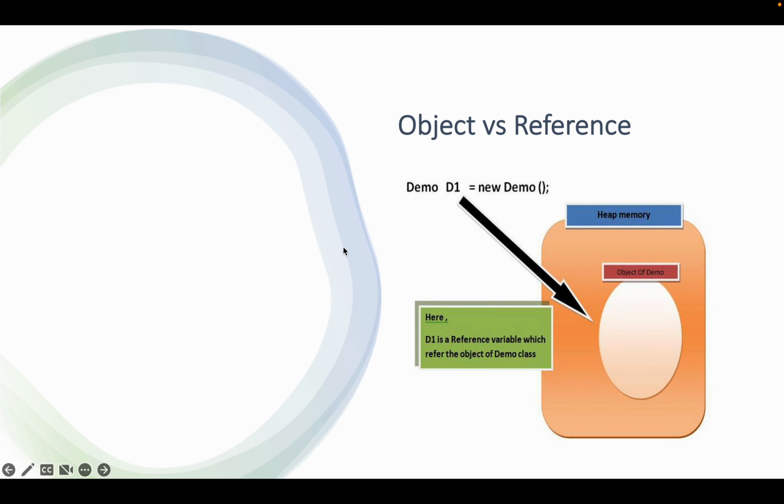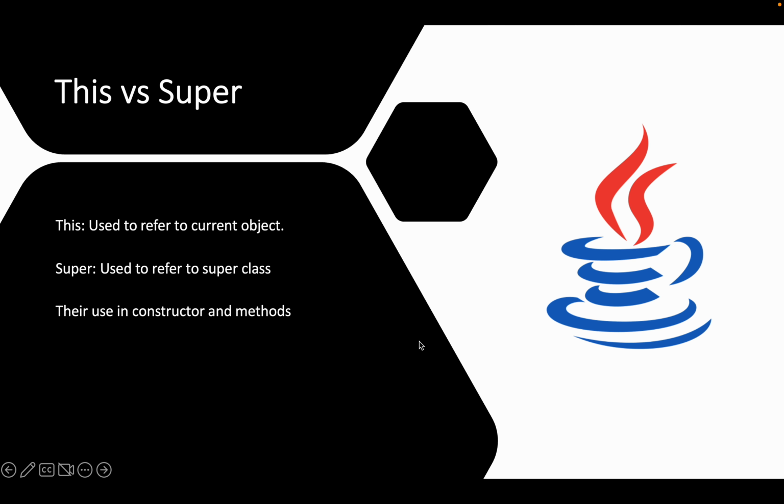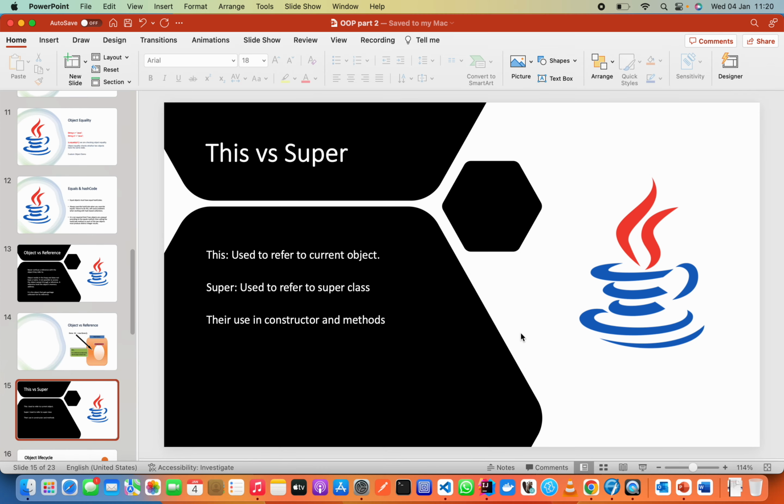As you can see here, Demo d1 equals new Demo. d1 is not the object that is in memory. It's pointing to it, but itself it's not that object. Here d1 is a reference variable, which refers to an object of the Demo class. Then there is this versus super. You use this when you are referring to the current object. Super is used to refer to the superclass. So let's see how these are used in practice.